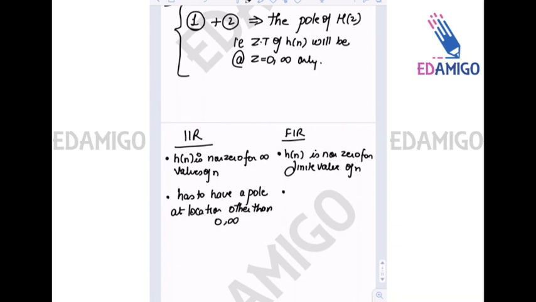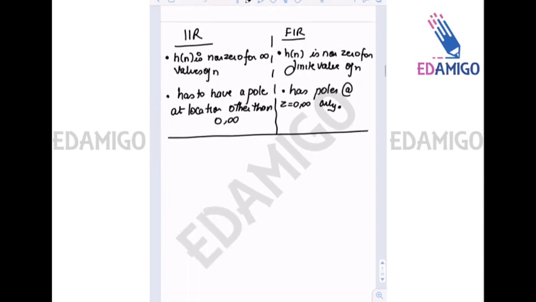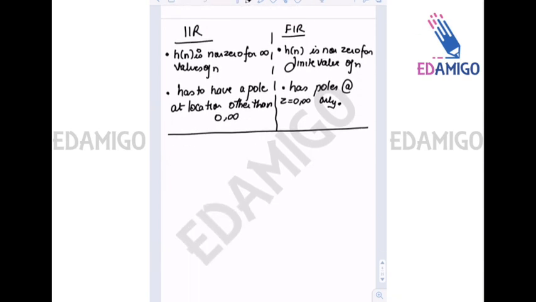So next, in FIR we can say that it has poles at z equals 0, infinity only. Okay, so this is very, very important. Now, this is enough for IIR and FIR. This much is enough for the information on what is IIR and what is FIR.